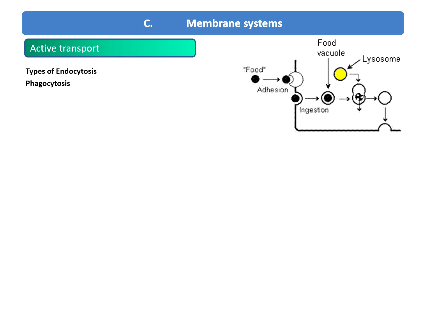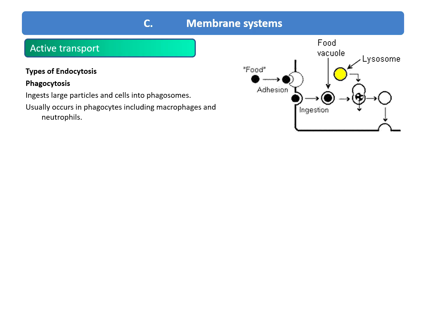What about phagocytosis? Phagocytosis ingests large particles and cells into the phagosomes. It usually occurs in phagocytes that include macrophages and neutrophils. Pinocytosis, a form of bulk phase endocytosis, ingests molecules and fluids. It occurs in all kinds of cells. It does not require receptors.